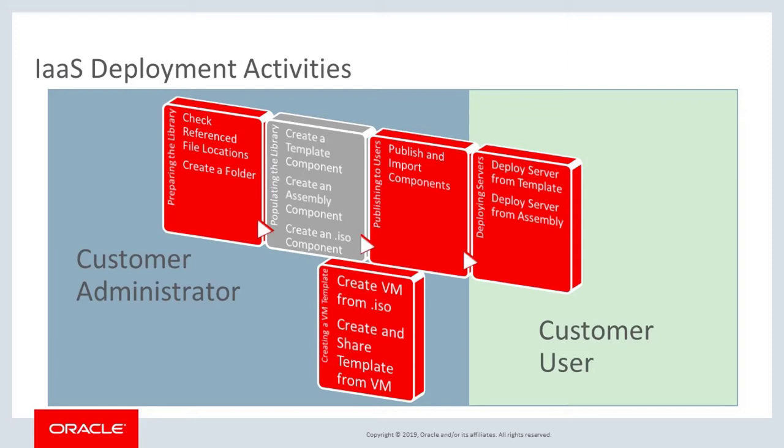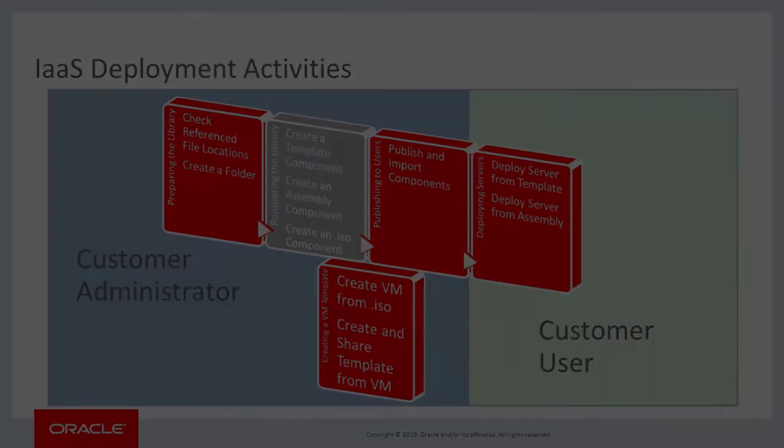Before creating a component, you should have already configured a file server, and your Oracle Cloud Administrator should have created a reference to it. You should also have created one or more folders for storing, sharing, and/or isolating component files. Now let's see how to create an assembly component in the Oracle Enterprise Manager Cloud Control Software Library.